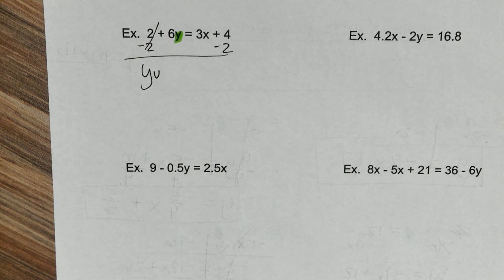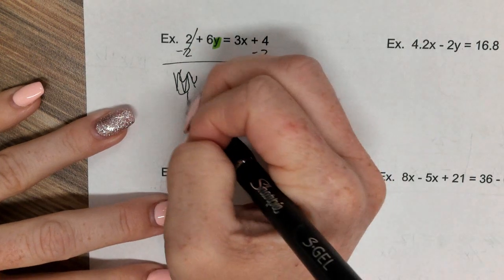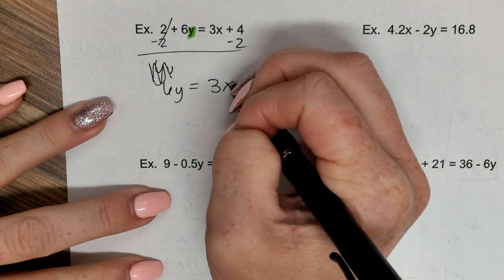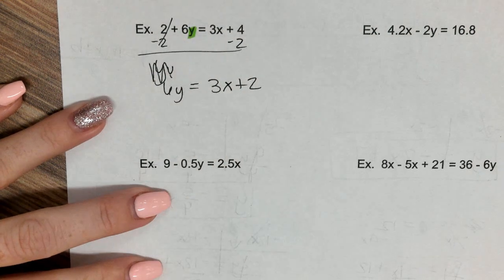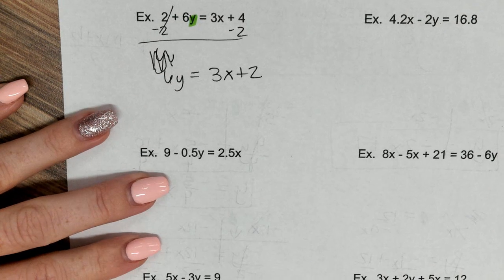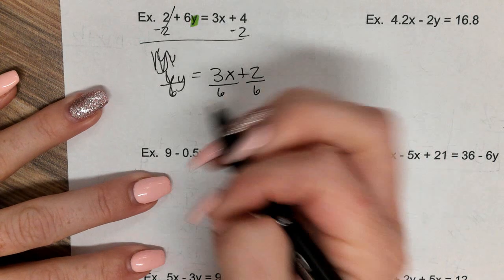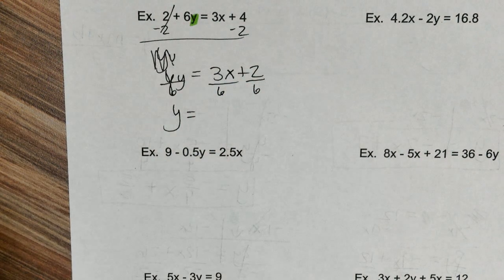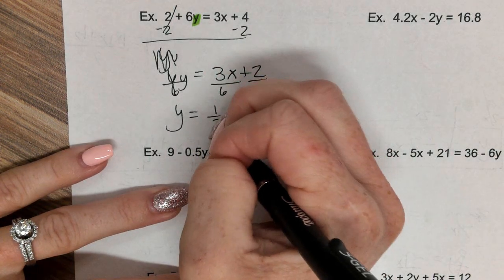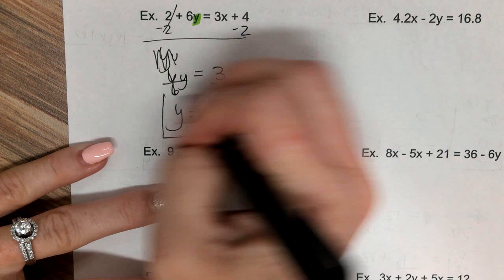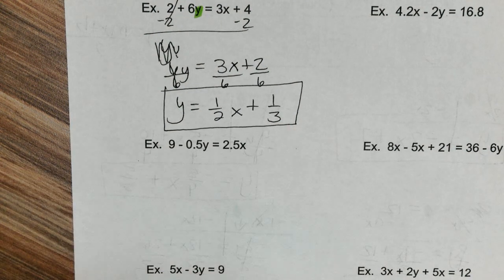This is why I should use pencil. Let me just scratch it out. I'm left with 6y equals 3x, and 4 minus 2 is positive 2. Now I need to get rid of the 6 by division, so I divide everything by 6. So I have y equals, and I simplify my fractions. 3/6 reduces to 1/2, and 2/6 reduces to 1/3. Now, no matter what, I would never change that third to a decimal because it's a repeating decimal.